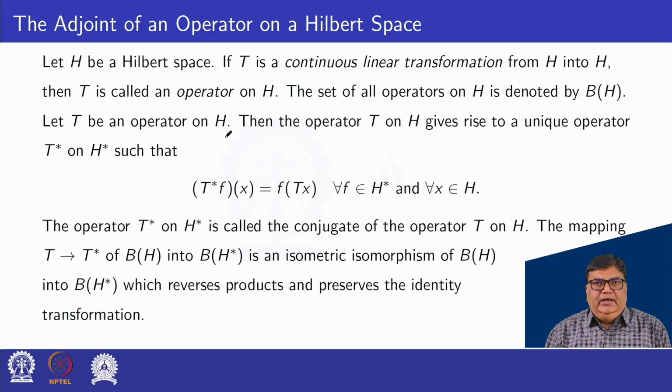Let T be an operator on H. Then the operator T on H gives rise to a unique operator T star on H star, such that (T star f)(x) equals f(Tx) for all f belonging to H star and x belonging to H. The operator T star on H star is called the conjugate of the operator T on H. The mapping T to T star of B(H) into B(H star) is an isometric isomorphism, which reverses the products and preserves the identity transformation, as discussed in the previous lecture.